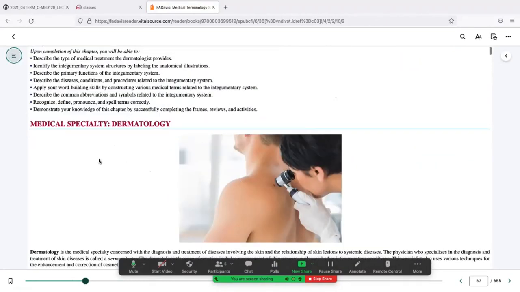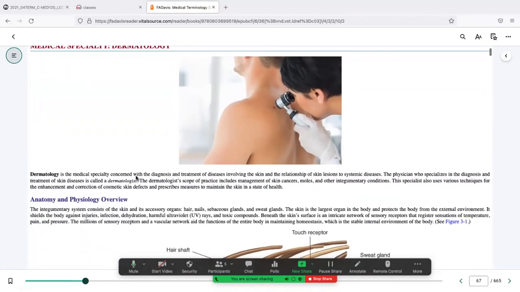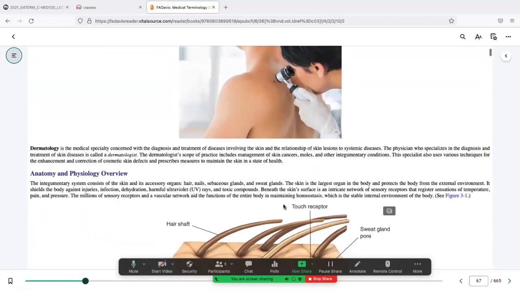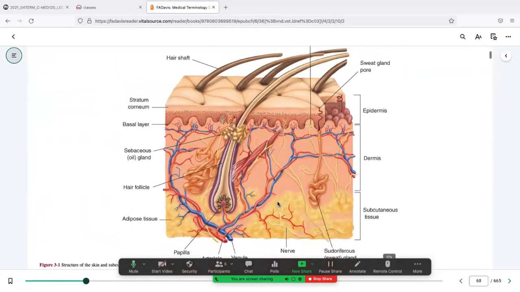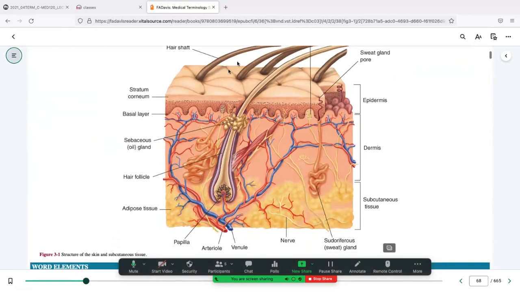So dermatology, the study of skin. Skin is not just a covering. It's a pretty complicated covering that we have, and like many of the coverings in our human body, there's layers. Now, if you use your medical terminology powers, if you look at the layers, epidermis, dermis, and subcutaneous tissue, the prefix epi means right on top of. So the epidermis has to be the upper layer.